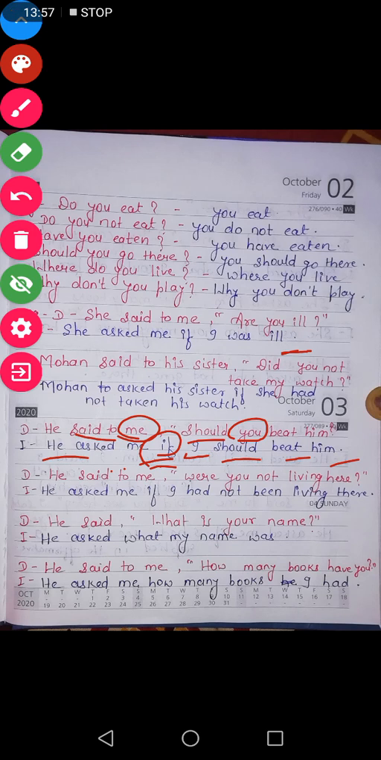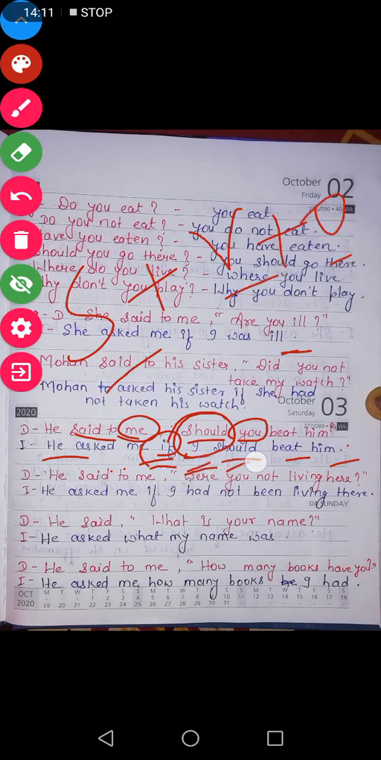When the helping verb was written first, it was interrogative, but when we write it in SVO form, subject verb object, subject is I, then we have the verb should beat, and then him, the object. So if it is written in this way, it becomes assertive.